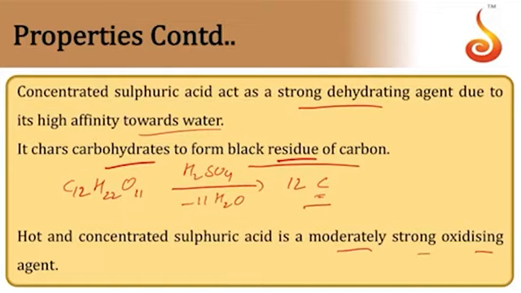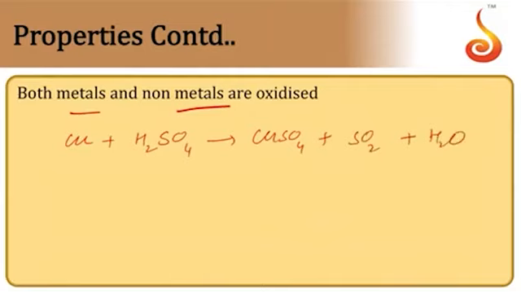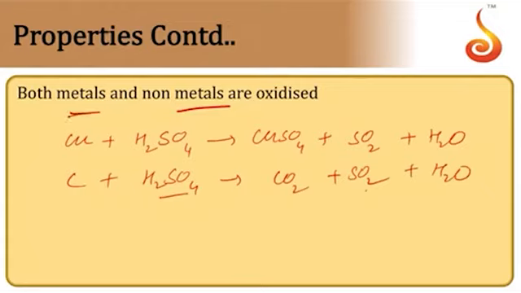Hot concentrated sulfuric acid is a moderately strong oxidizing agent, so both metals and nonmetals are oxidized by it. Let us take copper plus sulfuric acid, giving rise to copper sulfate, sulfur dioxide, and water. If we take carbon, carbon also gets oxidized to carbon dioxide, and H2SO4 becomes sulfur dioxide plus water. So both metals as well as nonmetals can be oxidized by this.